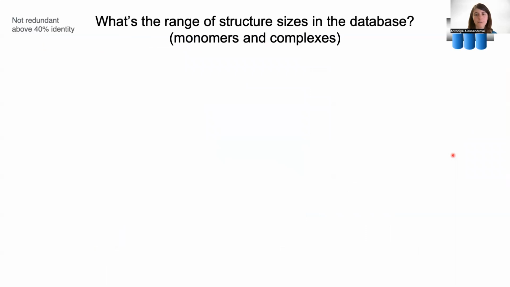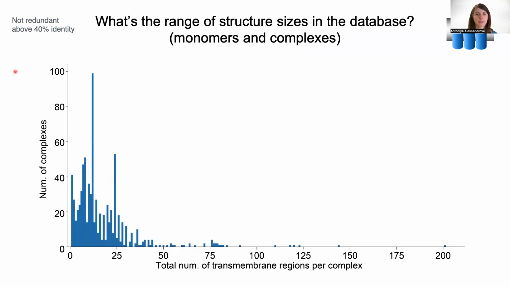To give you a more representative overview of the type of structures available, I will show you the data for a non-redundant data set that contains structures with less than 40% sequence identity. One measure of the size of the proteins is the number of transmembrane regions that a complex has. So plotting this, we see that the vast majority have less than 25 transmembrane segments, with peaks at 7, 12, and 24. 7 for GPCRs, 12 and 24 for transporters and channels with fourfold symmetry.